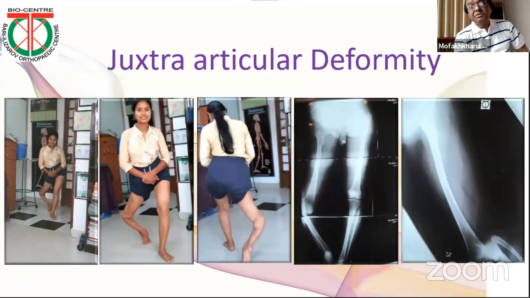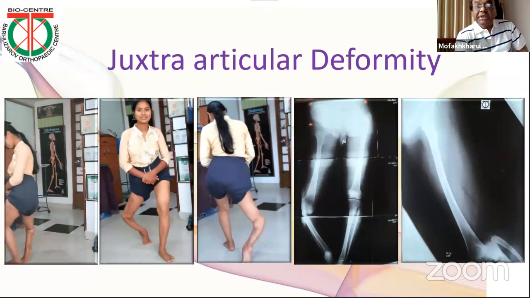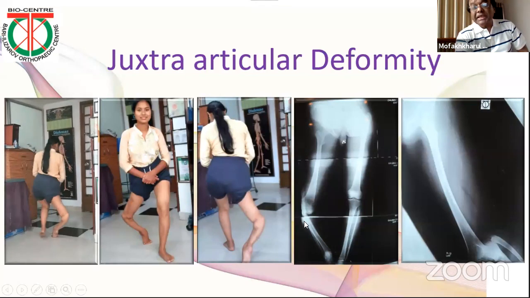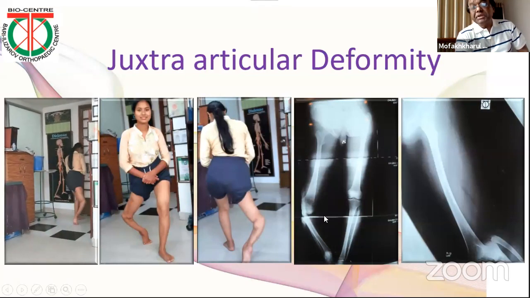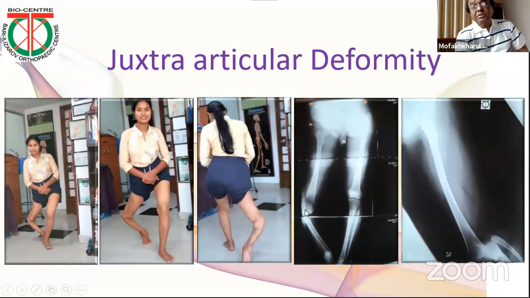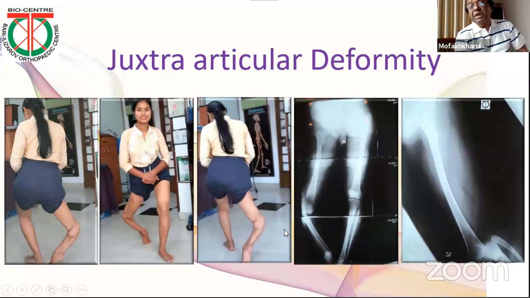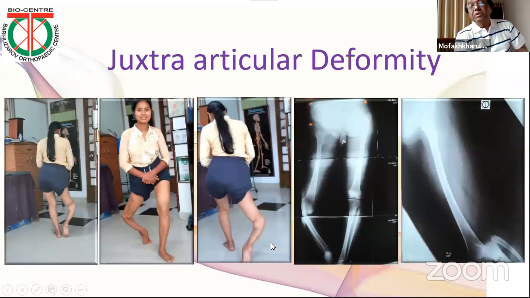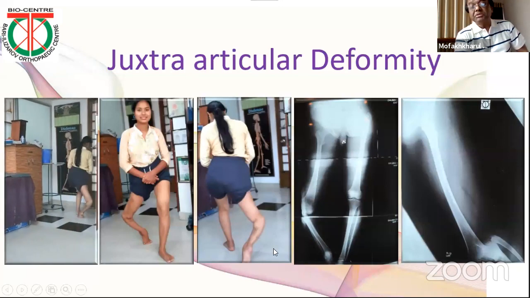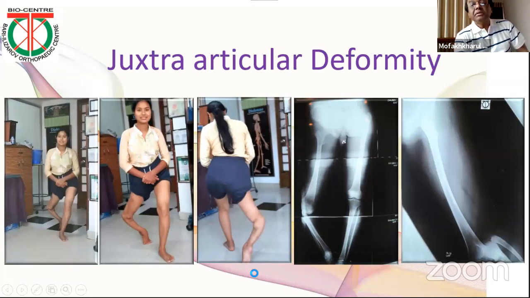Now, see again, juxtaarticular deformity. If you look at the knee here, you will not be able to understand the situation of the upper tibia and femur. Very difficult. See how she's working. She's from Myanmar, not the Rohingya. She came from Myanmar for treatment, and I treated this lady.